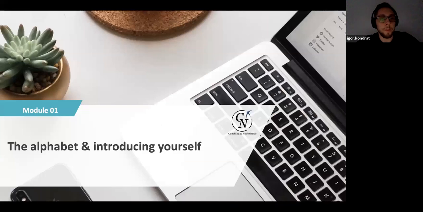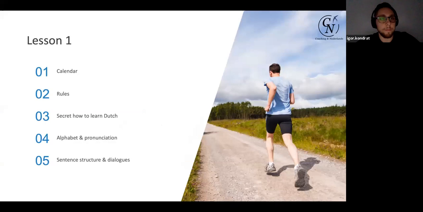So we are starting with the first lesson, the alphabet and introducing yourself. So we have first about the calendar, so you know what time we do the lessons, about the group rules, secret how to learn Dutch, the easy way, of course, and yeah, the alphabet, the pronunciation, and sentence structure, and some dialogues.